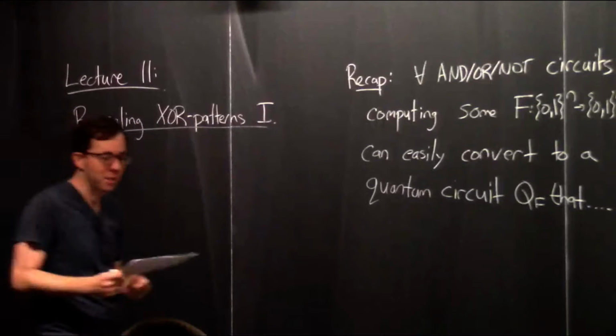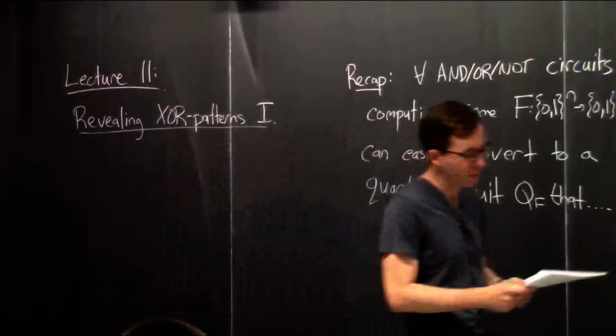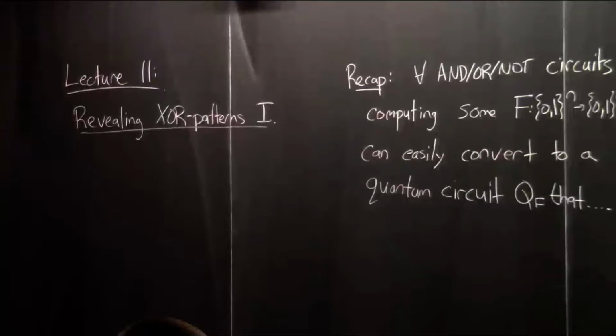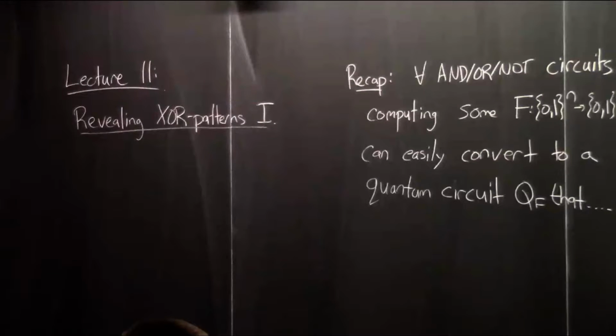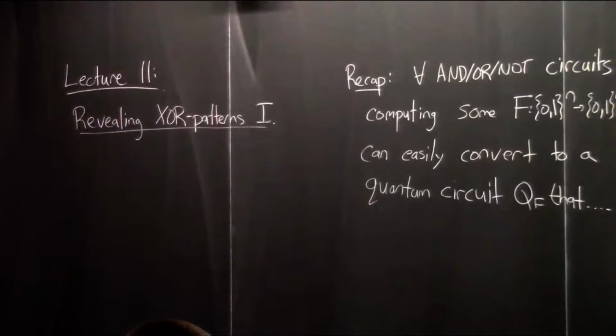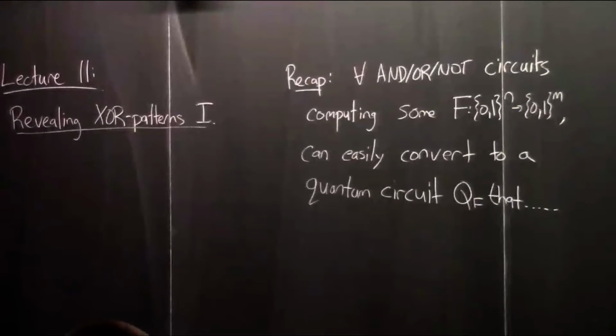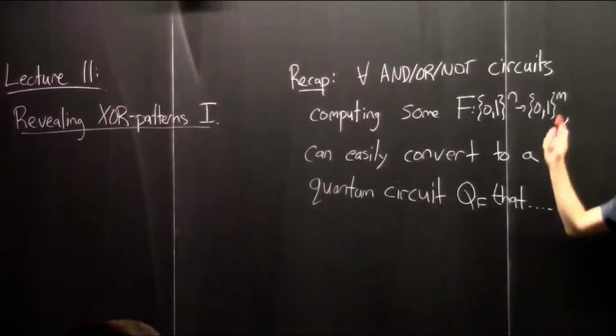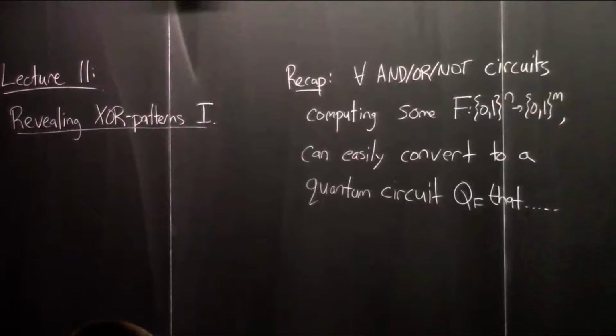All right. Today we're going to see some cool quantum computing stuff. Let's recap where we were last time. So last time we mainly talked about how quantum computers were at least as powerful as classical computers, and in particular, we showed this. If you have any regular old AND, OR, NOT circuit that computes some Boolean function with n inputs and m outputs, usually m is going to be 1, but not always.